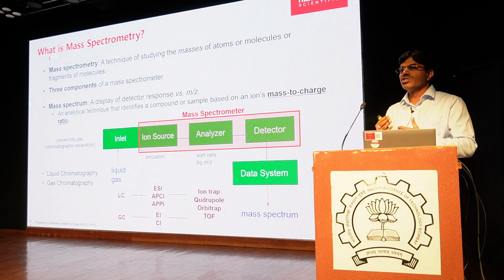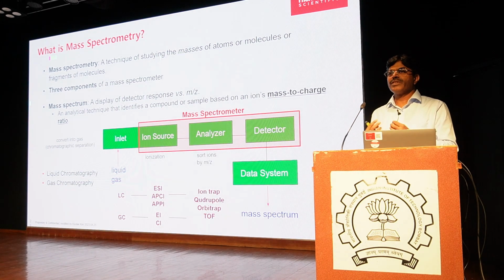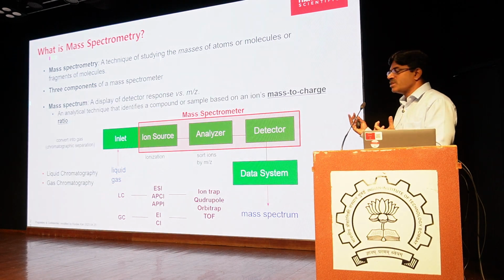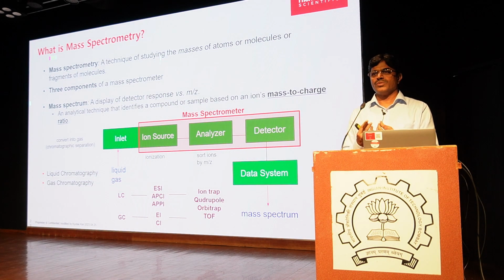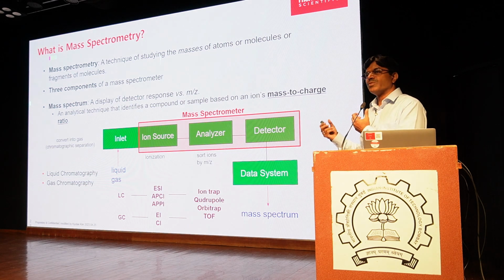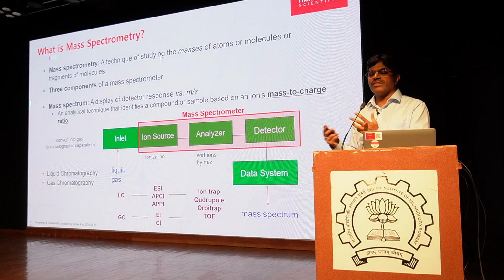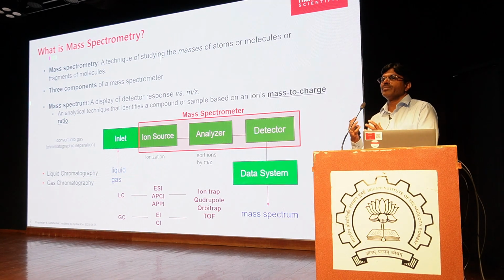In case of LC and GC, we have different types of source. The purpose is to create ions, charged particles. In case of GC, we have two sources, electron impact and chemical ionization, so we have the EI and CI sources. In case of LC, we have ESI, APCI, or APPI. Basically, the purpose is to create ions.